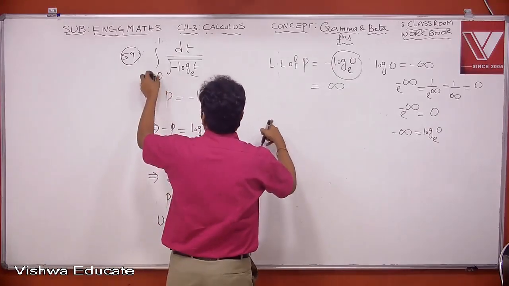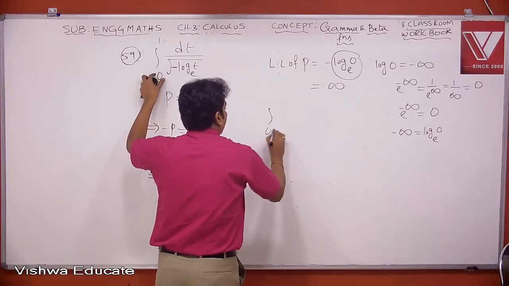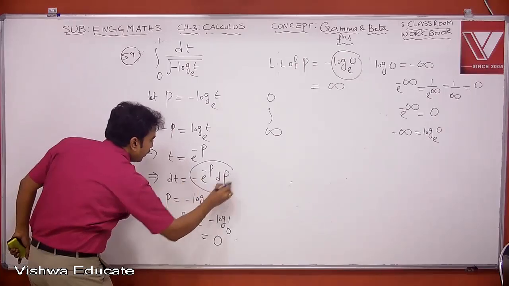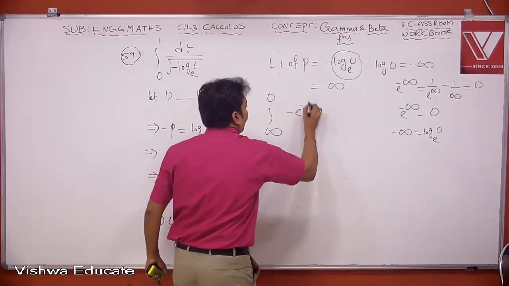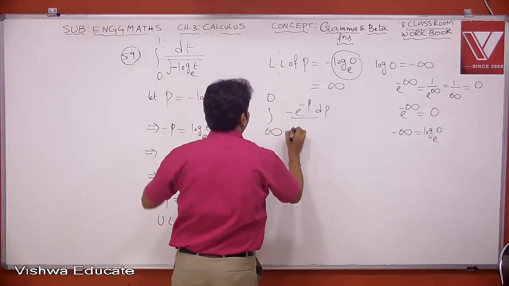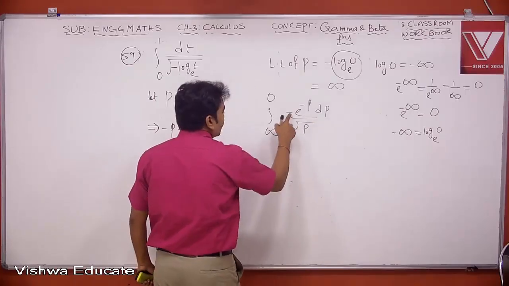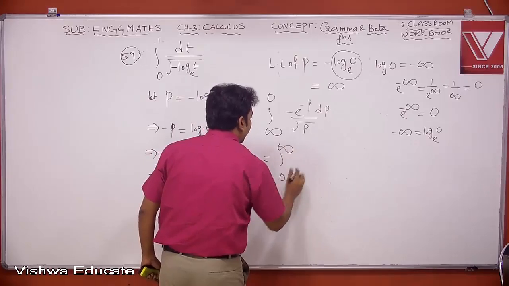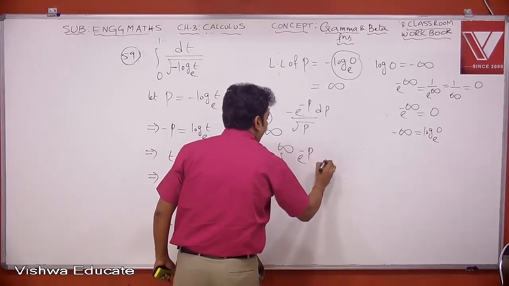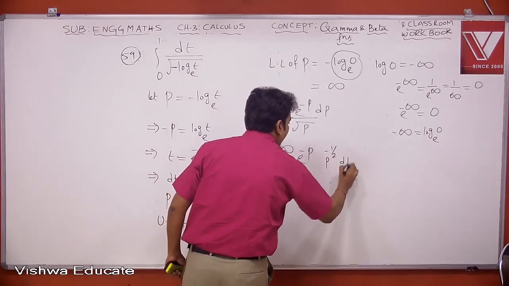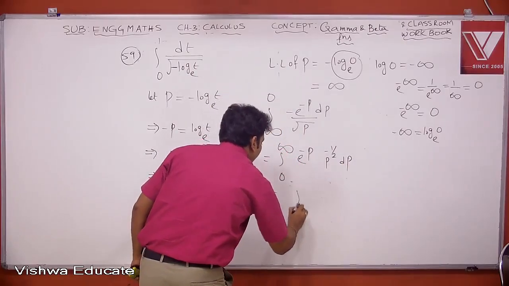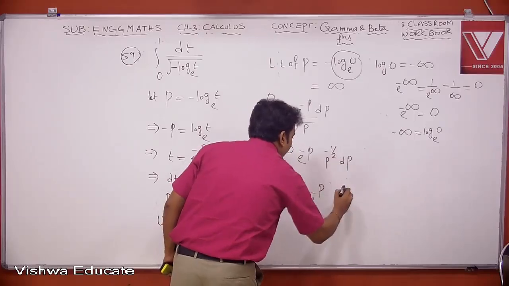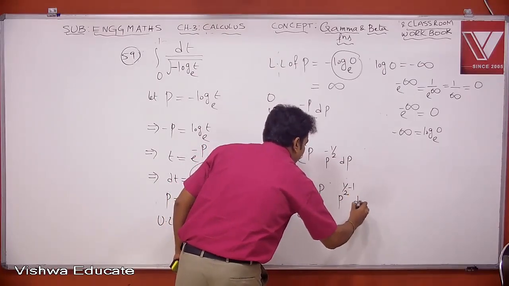Therefore, in this integral lower limit is infinity, upper limit is 0. This dt will be equal to minus of this. So minus e power minus p dp divided by square root of p. Now because of this minus I can exchange lower and upper limits. So integral 0 to infinity e power minus p into 1 by root p, we can write it as p power minus 1 by 2 into dp. So this is integral 0 to infinity e power minus p into, this minus 1 by 2, we can write it as 1 by 2 minus 1 dp.